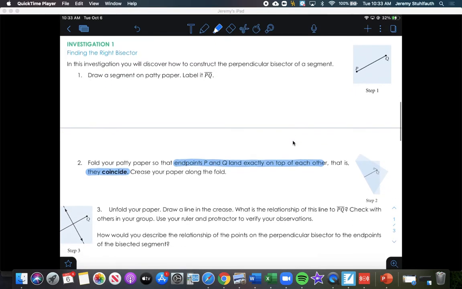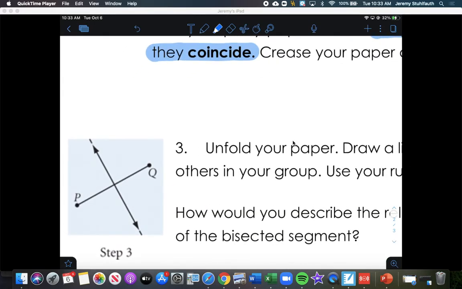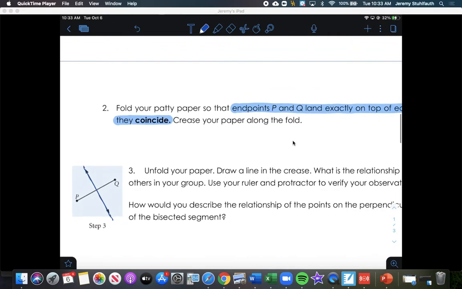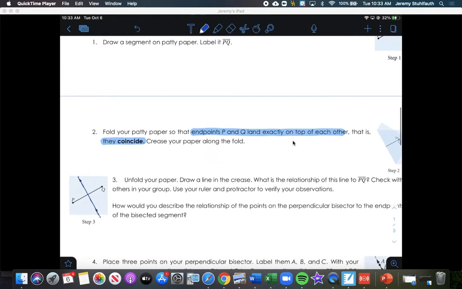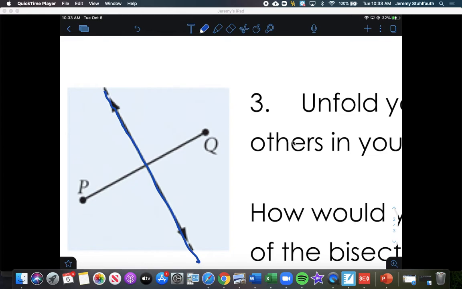All right, so we fold it, we crease our paper, we unfold our paper, and then we draw a line on the crease. And so what you'll see is this paper would have creased right along this line right here. So we draw on that line. Now, the next thing that we want to look at is what's the relationship of this line to PQ. So if we were to do this activity and we were to measure this side from P to, we'll call this L, and L to Q, you would find out that these line segments are congruent. So what we find out about this line that we just drew is that it bisects this line segment.